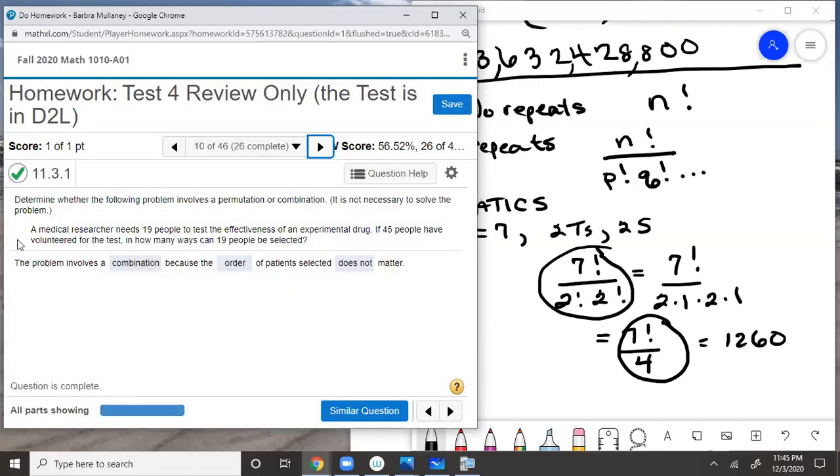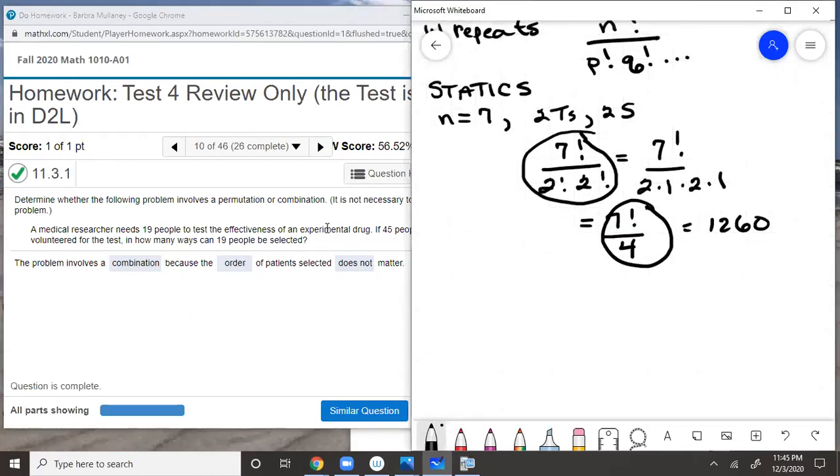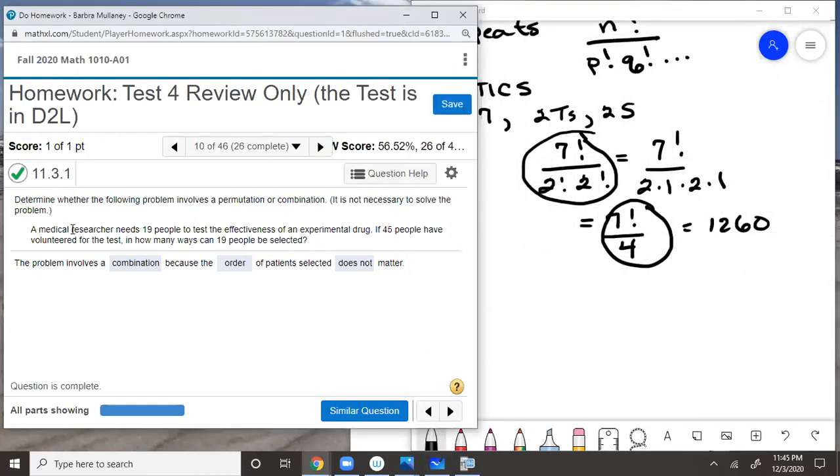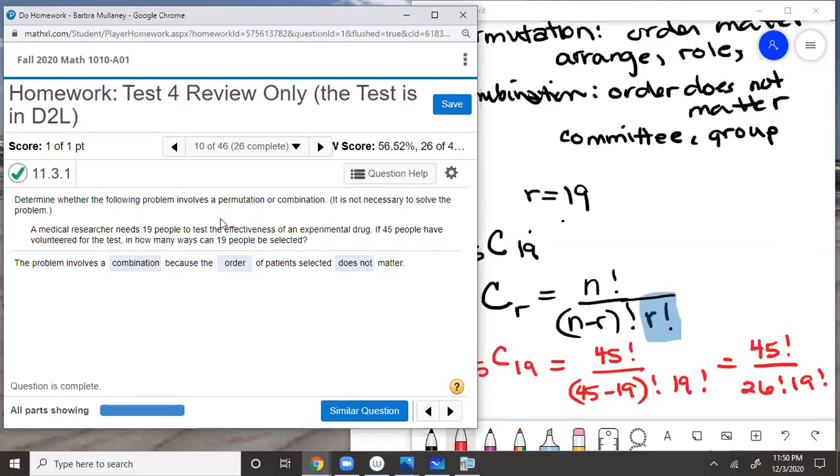The next, number 10, determine whether the following problem involves a permutation or a combination. It's not necessary to solve the problem. A medical researcher needs 19 people to test the effectiveness of an experimental drug. If 45 people have volunteered for the test, how many ways can 19 people be selected? Asking us whether or not this is a permutation or combination and why. So anyway, the problem is a combination because order doesn't matter.